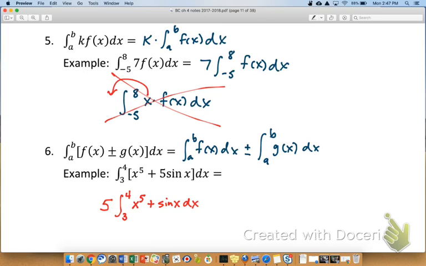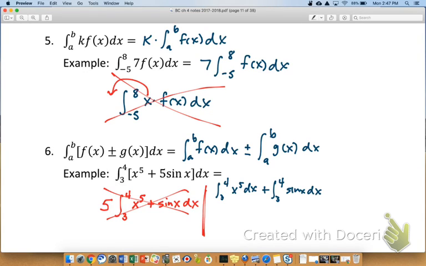What's wrong with it? Well, you'd have to pull the x to the fifth out first. Yeah, like I've all of a sudden made that x to the fifth into 5x to the fifth, haven't I? So instead of doing something like that, what I could do is write the integral from 3 to 4 of x to the fifth dx plus the integral from 3 to 4 of, oh, look at that, it's sine of x times 5.